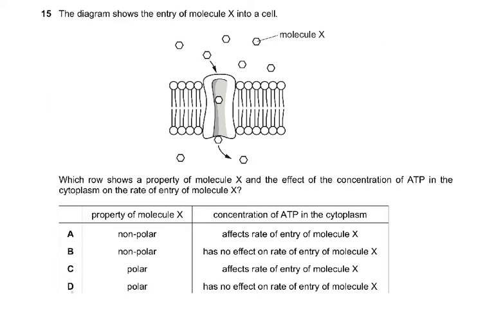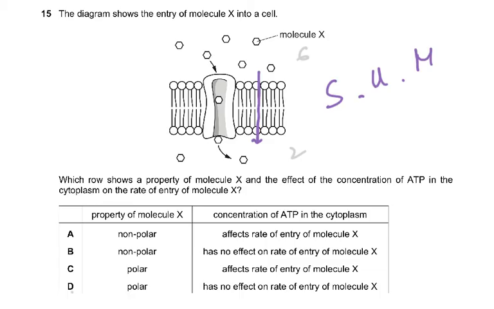Question number 15. The diagram shows the entry of molecule X into a cell. Now you can see here molecule X is 6 on this side and 2 on this side. So this has to be diffusion through a channel protein, so it's facilitated diffusion. And why is it through a channel protein? Because it is not a small uncharged molecule which can pass through the phospholipid bilayer. Small uncharged molecule, SUM. Those can pass through the phospholipid bilayer.